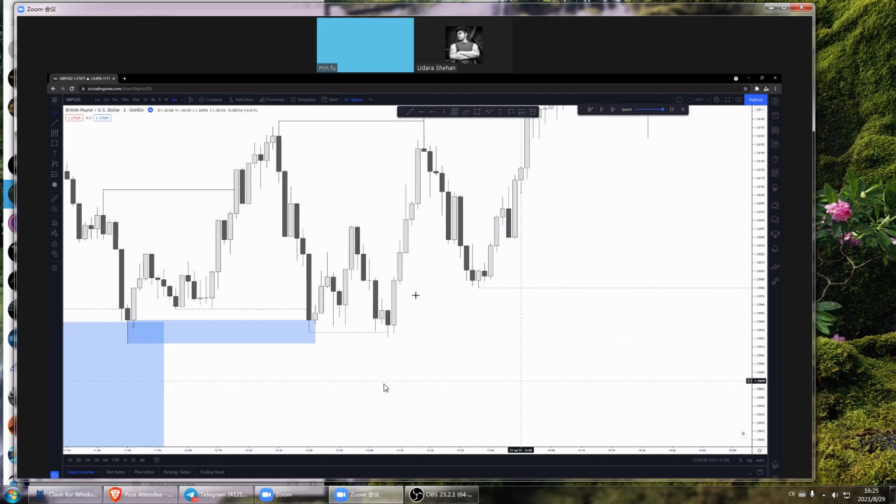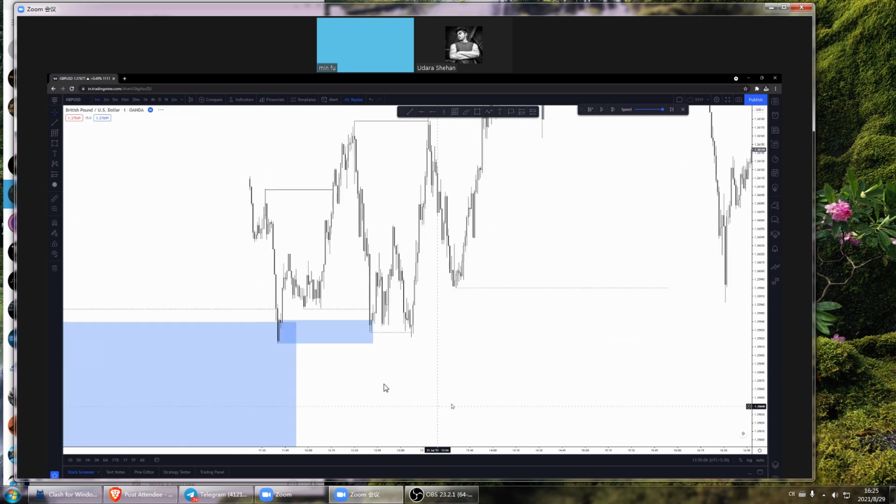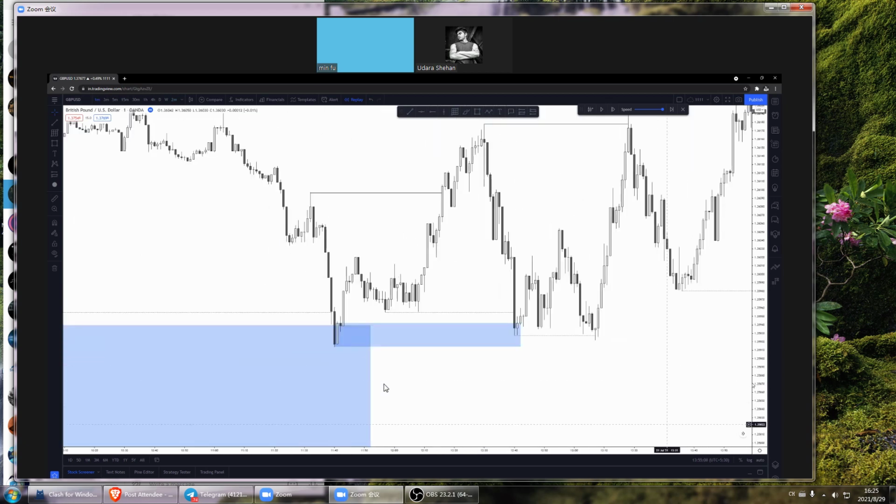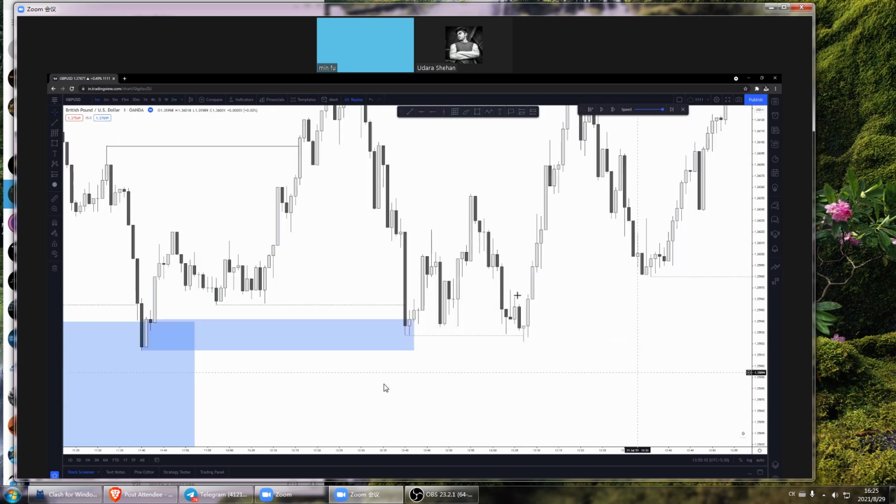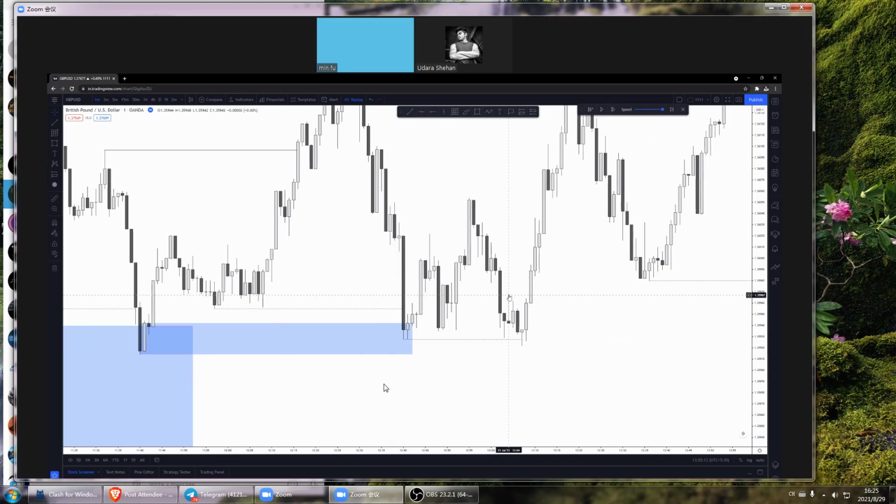No, it's not clear. Okay, let's just stay on the 1 minute. What I'm trying to tell you is this. Now look at this. This is where the push to the downside started, to take this liquidity out, to take this low out. Can you understand that?